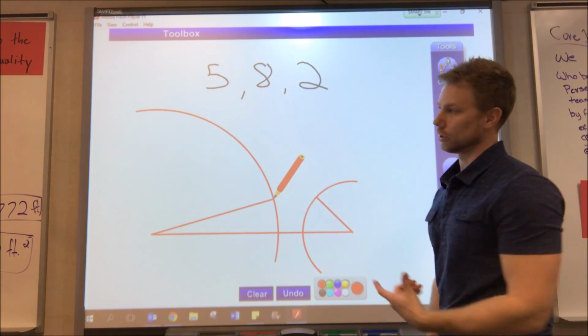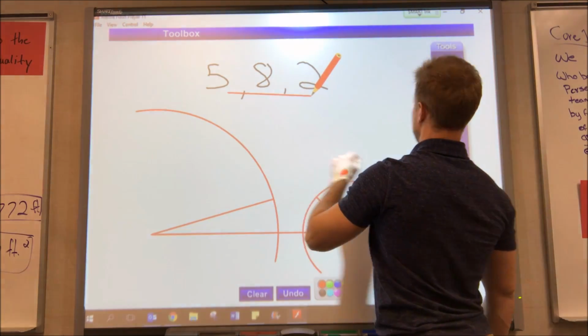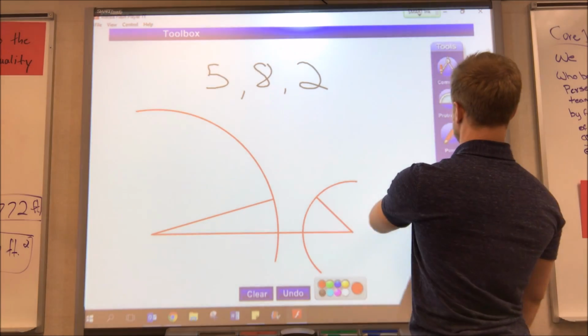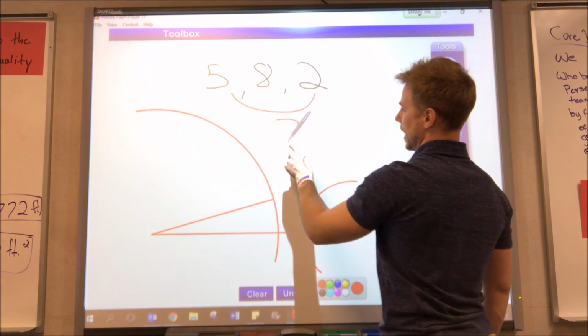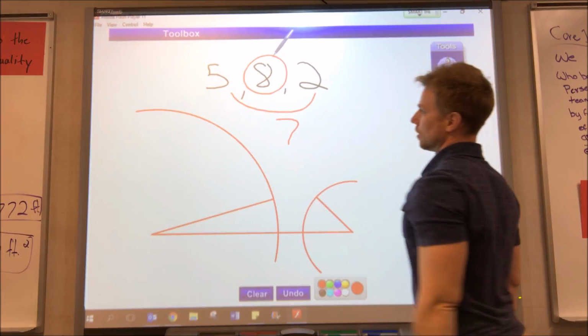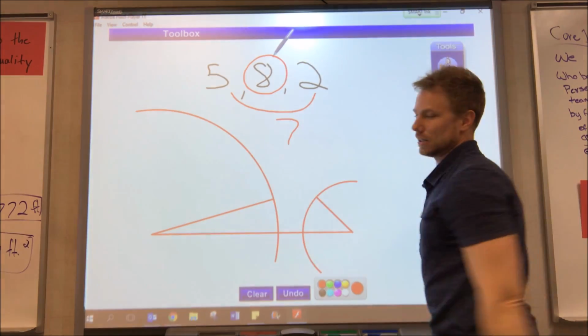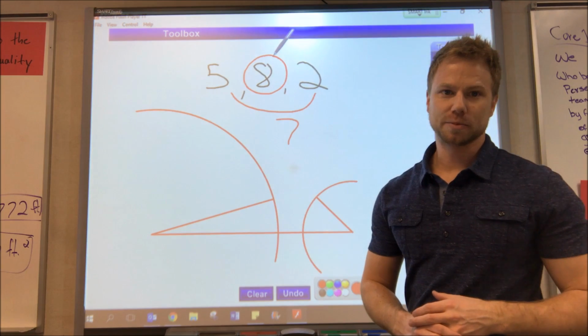So that's why the theorem works. Because if I pick 2, add them together, and it's not longer than the third, then they're not going to meet and it's not going to make a triangle. All right, let's try some examples.